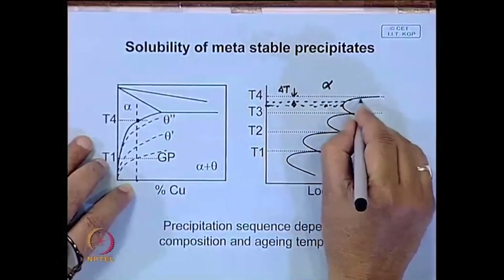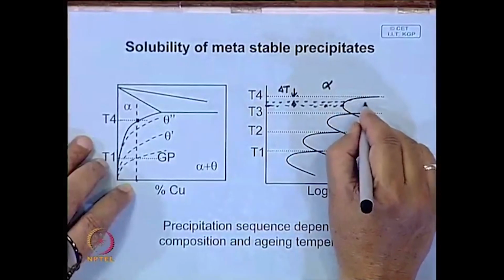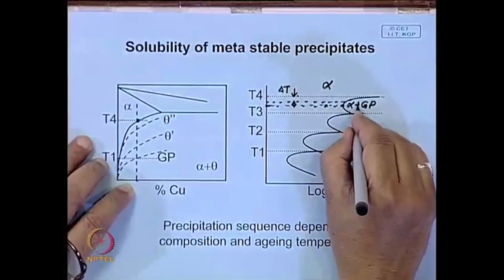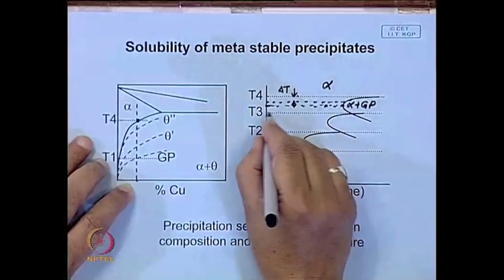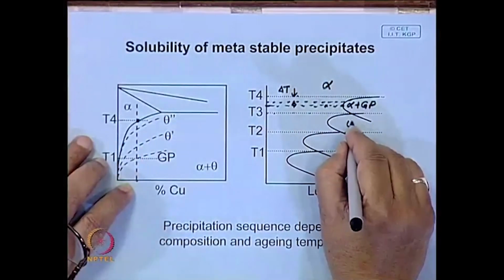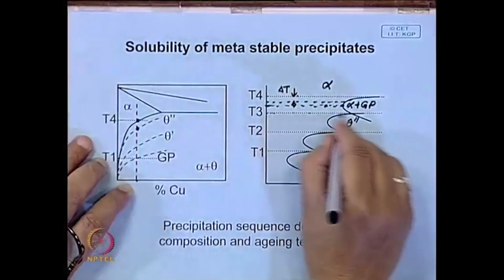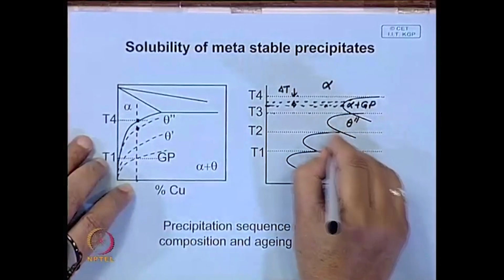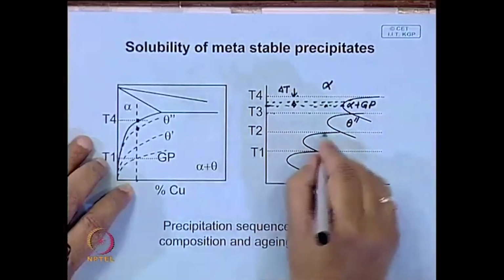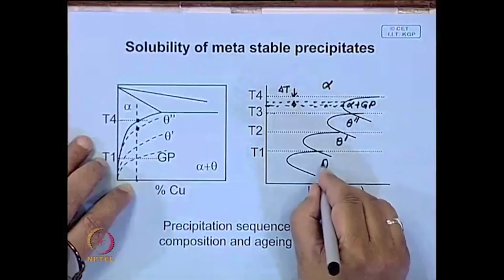So, this is the case where the precipitate forms in the shortest possible time. Here, which is the precipitate? Here you have GP zone, so you will have alpha plus GP zone. Similarly, the second precipitate, theta double prime, will try to form when this solvus line is crossed. So, this is the solvus line. This also will have a C shaped nature, and this is theta prime and this is theta.